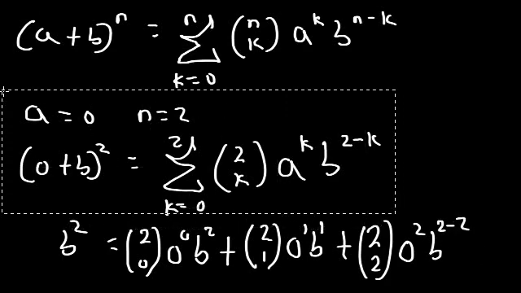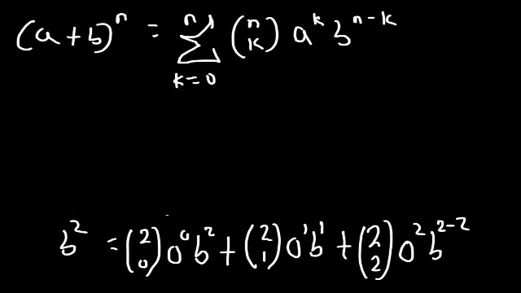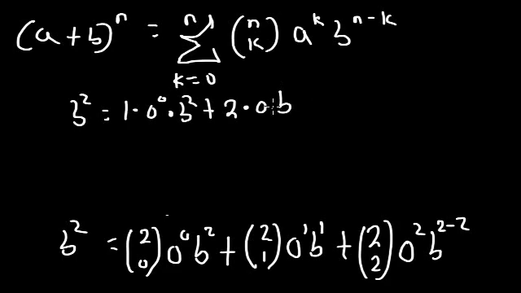Simplifying this forward, we now have b squared equals 2 combination 0, that is nothing but 1, multiplied by 0 raised to the power of 0, multiplied by b squared, plus 2 combination 1, which is indeed equal to 2, multiplied by 0 raised to the power of 1, which is 0, then we have b, because b raised to the power of 1 is b, plus 2 combination 2, that is 1, multiplied by 0 squared, which is 0, then 2 minus 2, we have b raised to the power of 0.